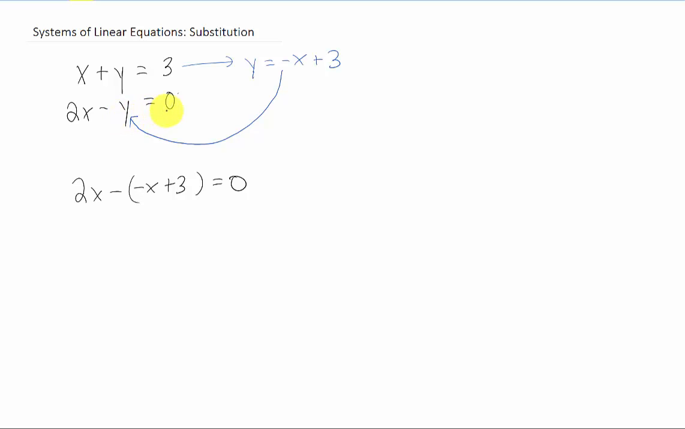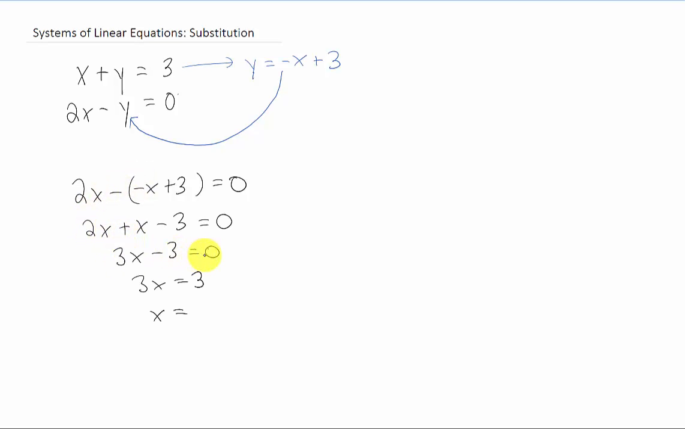So I'm going to write down the second equation, except I'm going to replace this y with negative x plus 3. If we distribute the negative through the parentheses and combine like terms, we can add 3 to both sides and then divide both sides by 3. And this gives you x equals 1. However, this is only half of the solution because we need both an x and a y value to solve a system of two equations and two unknowns.